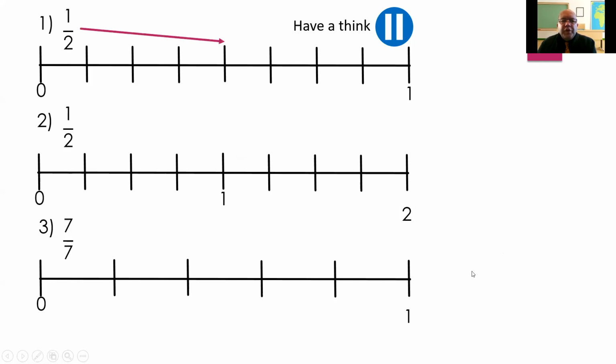Okay. So on the first one, it's halfway. The second one, though, we need to pay attention. The 1 is here. So there's our 0 to 1 number line. So on this one, half is here because our number line is different to the first one. And then 7/7 all the way at the end because our numerator and our denominator are the same. So it's the same as 1. It's the same as a whole one.